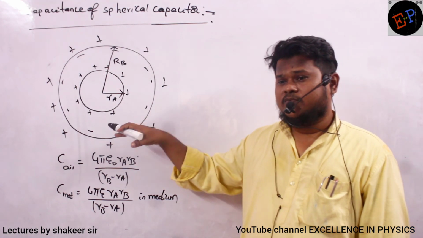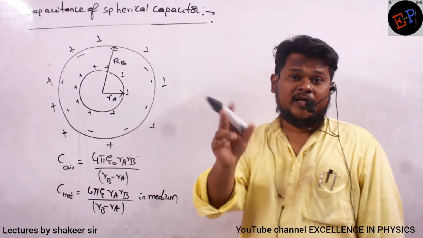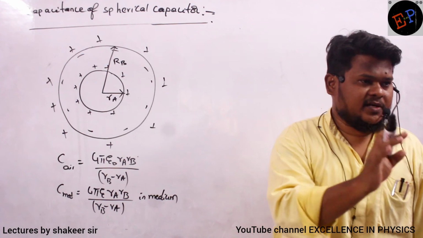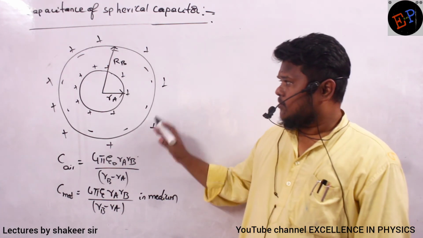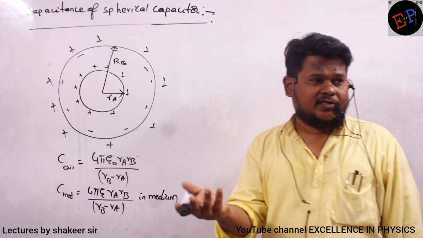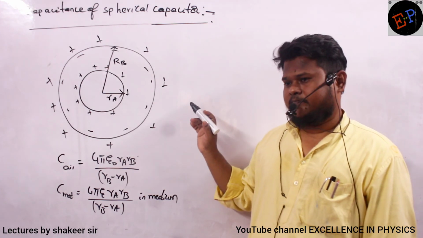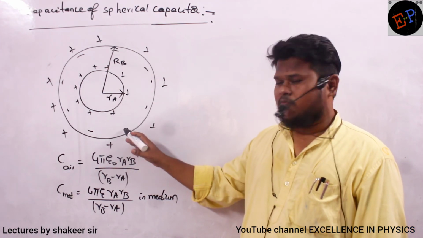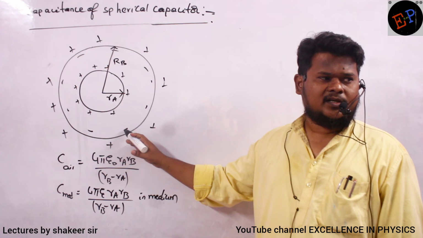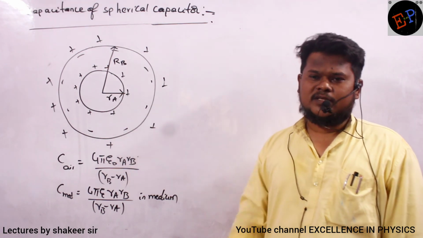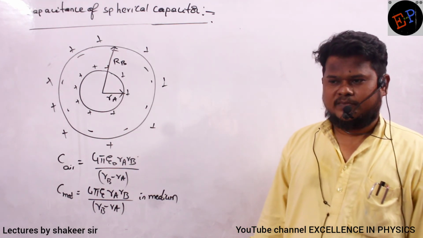We are giving charge to which sphere? Inner sphere. So it is not neutral. Inner sphere is not neutral. But to this outer sphere we are not giving any charge. So it was a neutral body. So neutral body means what? If on one side negative charges are deposited, on the other side positive charges must be deposited. Are you able to understand?